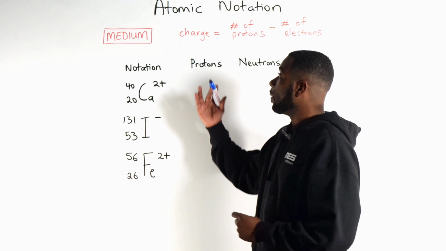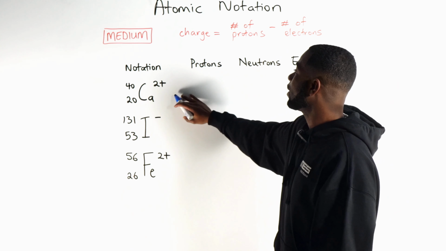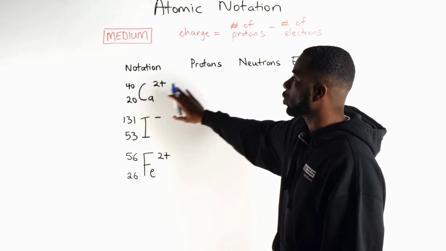Let's have a look at our medium questions now. To work out the number of protons, you should know that is the atomic number. So the smaller one is 20 here. And to work out the number of neutrons is exactly what we did before. Mass number, take away atomic number, will give you 20 here.